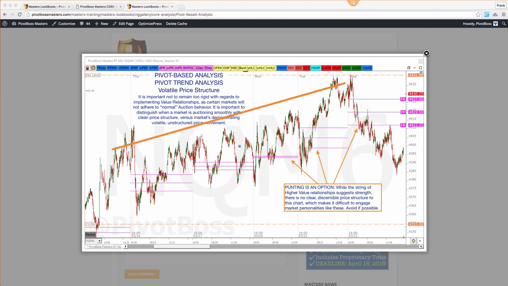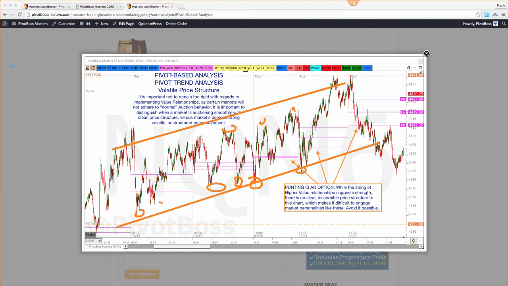So again, this just means that you can't use the pivots to find trade location. Instead, the pivots serve a utility in that they're telling you that this is a volatile price structure. The market's not adhering to these clean principles, so you either avoid it or change your tactic to trading new lows or fading new highs.